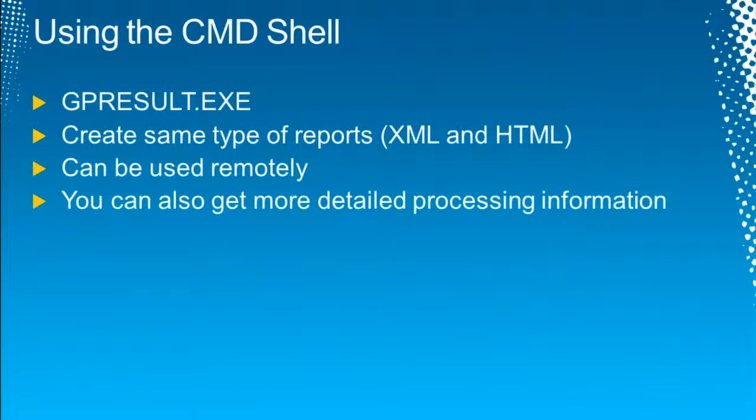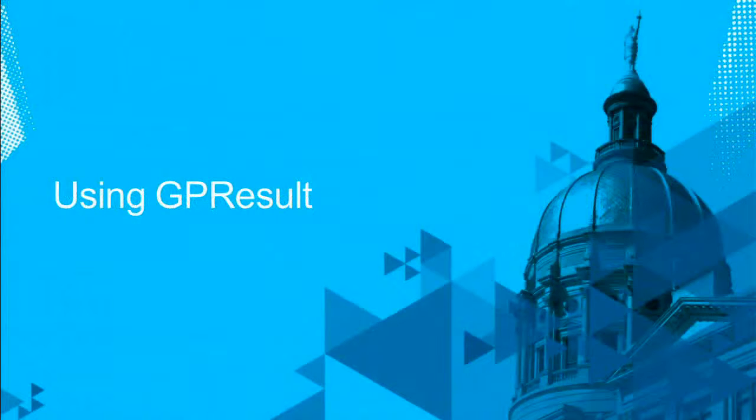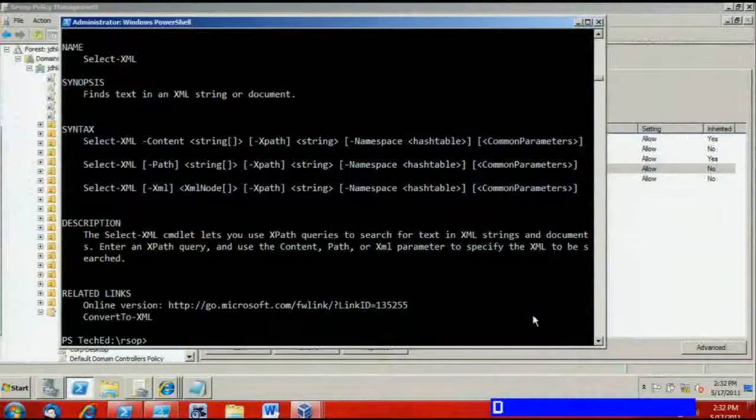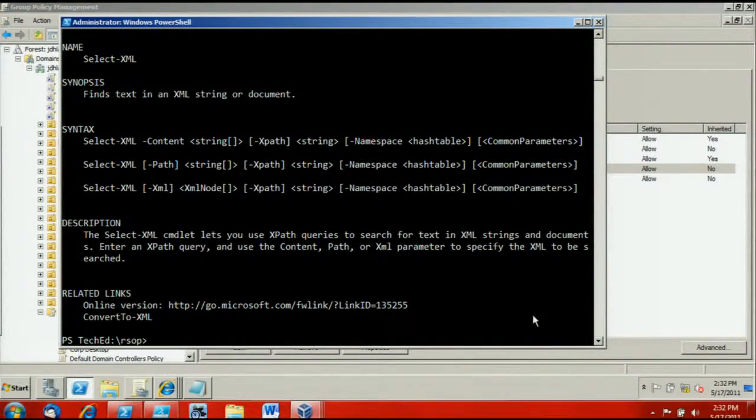What's nice, though, about GP Result is that you can get even more detailed information than what you can with the Group Policy Management Console that we looked at earlier. So I'm going to jump back to my demo here, and actually I'm going to run some of these right within PowerShell because I can take advantage of running a CMD tool in PowerShell. You don't have to necessarily be in the CMD world.